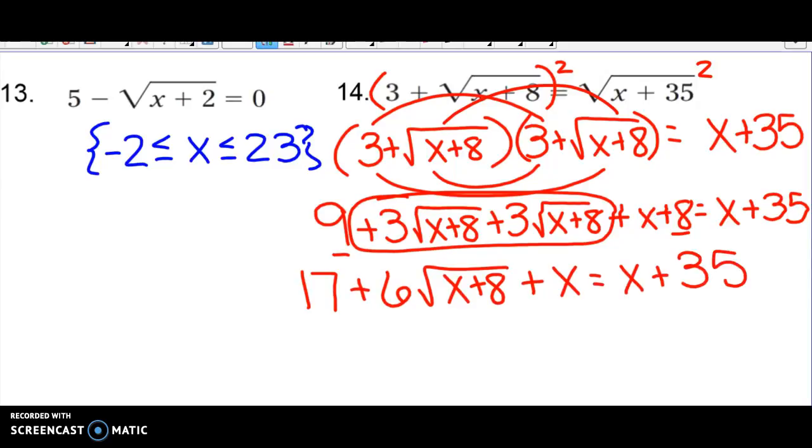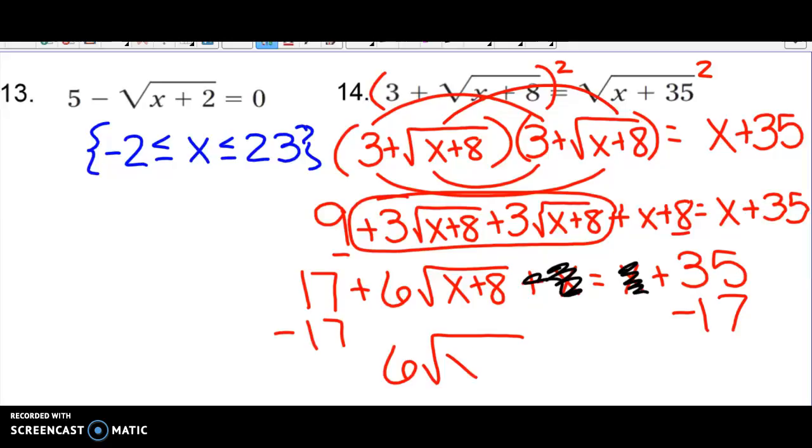If you have anything on either side that's exactly the same, cross them out because they're just going to cancel out anyway. So cross out the x, cross out the x. Now I'm going to move this 17 to the other side. And I've got 6 times the square root of x plus 8 is equal to 18.